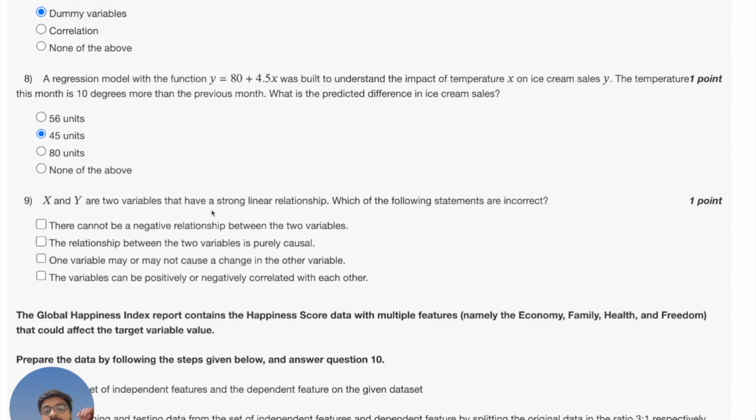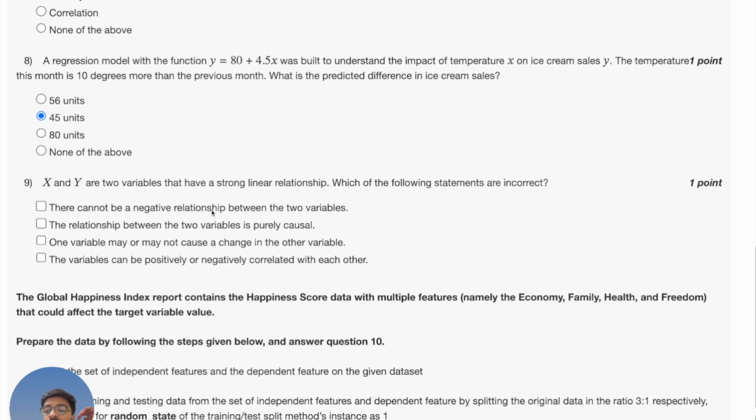X and y are two variables that have a strong interrelationship. Which of the following statements are incorrect? We just need to find the interrelationship between them. There cannot be a negative relationship between two variables. Why so? A strong linear relationship can be positive or negative. It doesn't matter. It can be positive, it can be negative. Let's give an example. If the temperature increases, hot coffee sales decrease. Negative correlation. Yes. So the first option is incorrect.